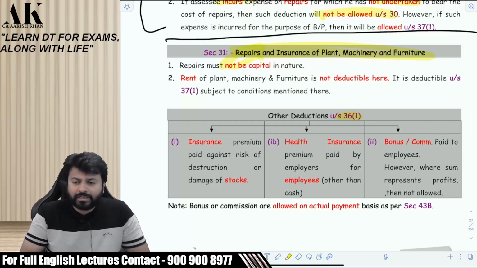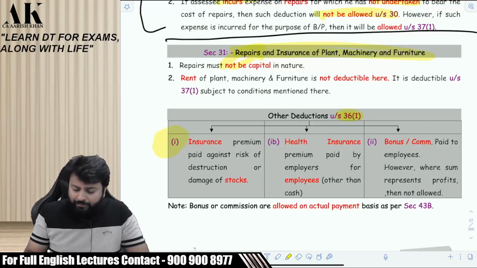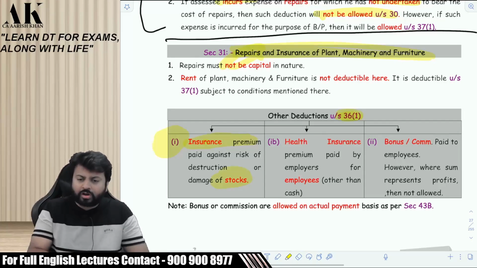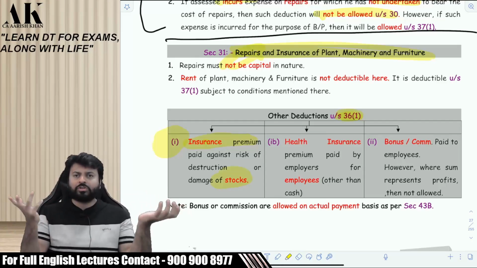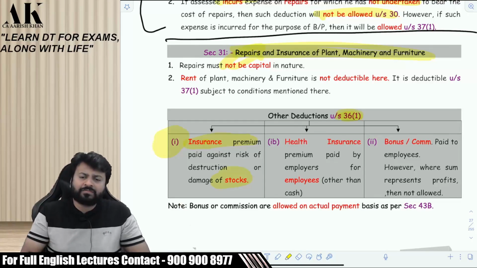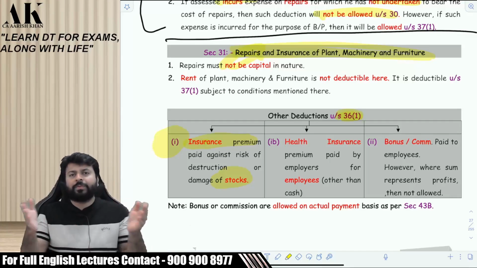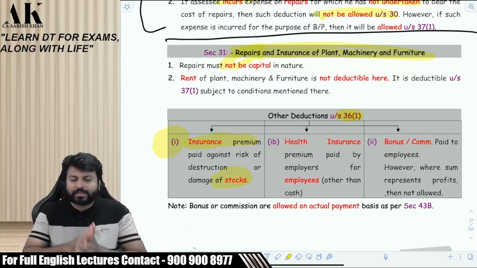Now, let's move on to 36 directly. Again, there are certain small deductions over here. First of all, see over here, 36 subsection 1, clause 1. This is clause 1 as per the income tax law. If you pay premium of insurance for stocks, you want to insure your stock. Do you want to insure your stocks of business against destruction of fire, against destruction of flood, or any other kind of destruction? You would like to do what? Insure your stocks. So whatever insurance premium you pay for stocks will be allowed as deduction under this section. Is it clear?